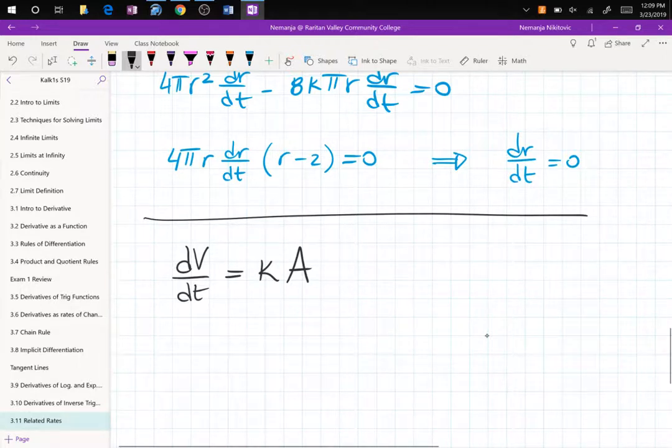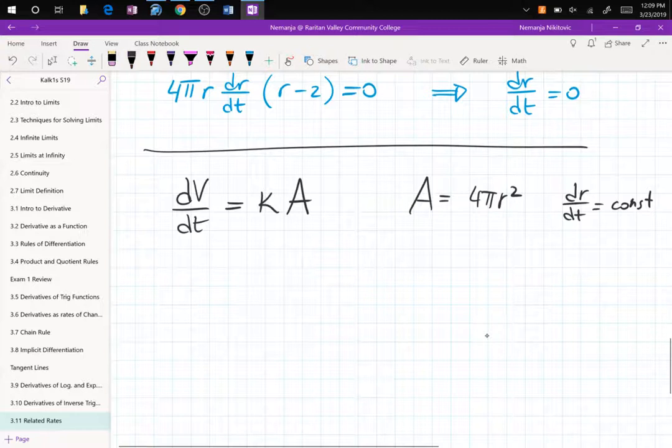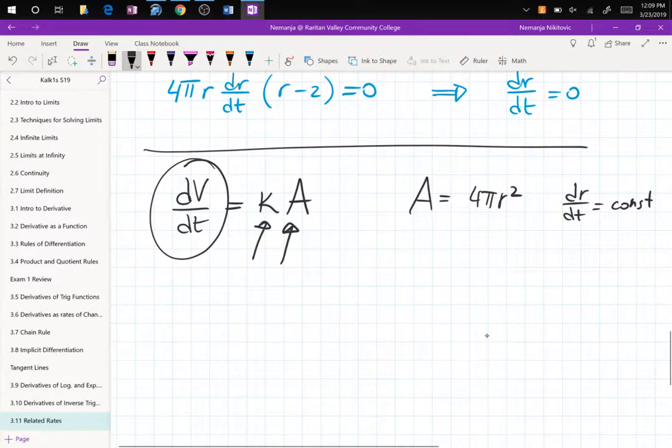A snowball is melting at a rate proportional to its surface area. Area is given as 4 pi r squared. Show that dr/dt is constant. All right. So the snowball is melting proportional to the surface area. Surface area is given by this.